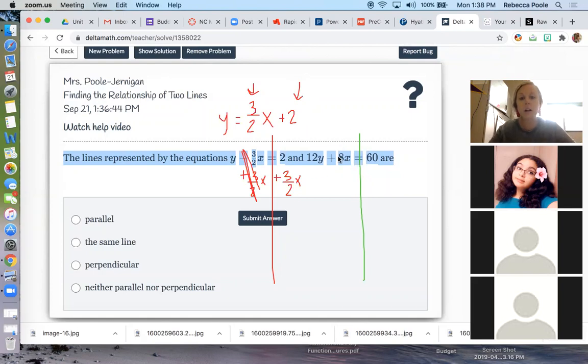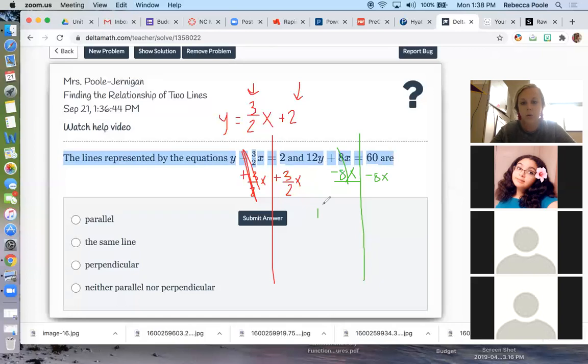All right, for this one right here, I need to solve for y. So I'm using my cursor to cover the y. What do I need to move? 8x. Good. How do we move a positive 8x? Subtract. Good. Minus 8x. There we go.